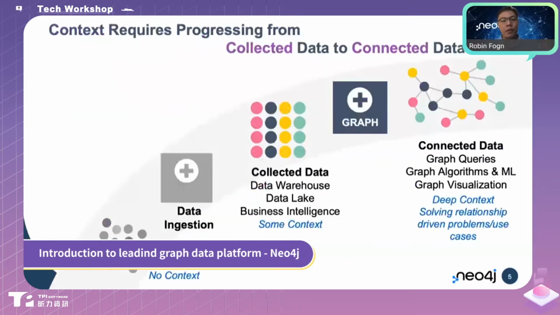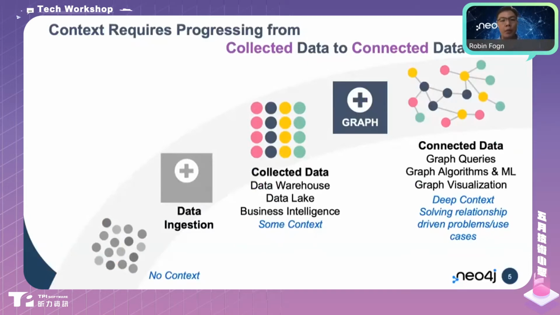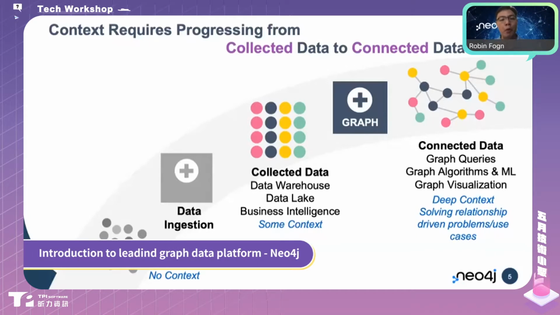So for you to have context, it requires your organizations to progress from just collecting a lot of data to start connecting all this data together. If you look at a lot of the data journeys that enterprises are going through, they started with having data and trying to collect them in a central location like a data warehouse or a data lake. The whole intent of that is to be able to provide some form of business intelligence for them to analyze, to be able to do some dashboard reporting.